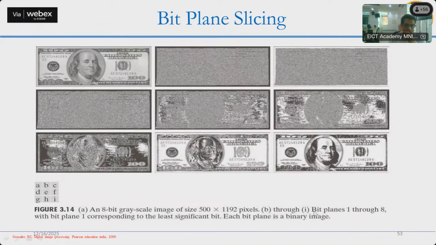Here you can see, in this part, bit plane one they have taken. Then this is the second one, then the third one, fourth one, fifth one. So they have taken the different planes and see what we are able to observe here: this figure is made up of one bit only, but it is very similar to the original image.